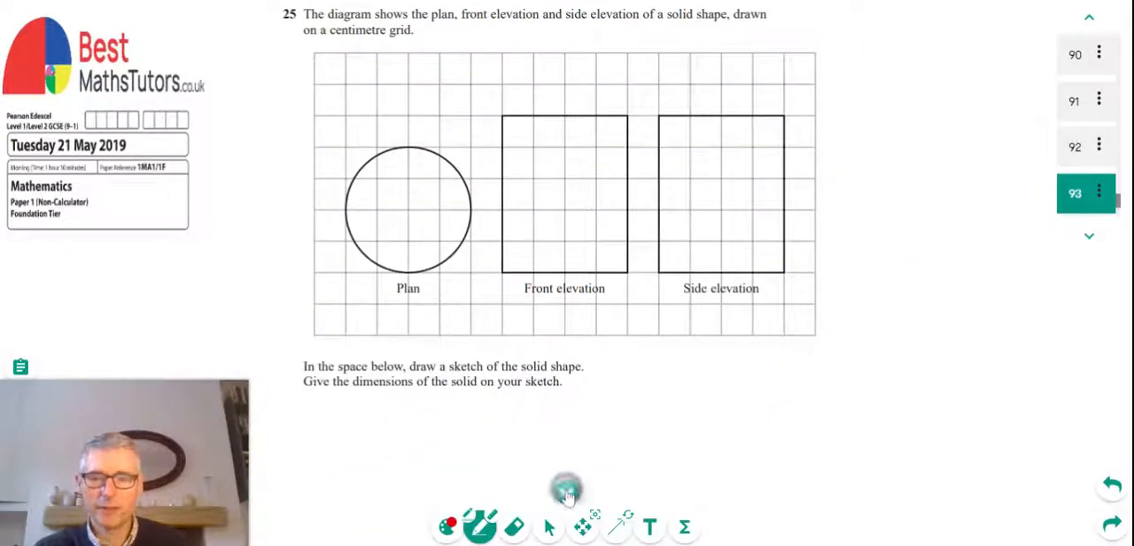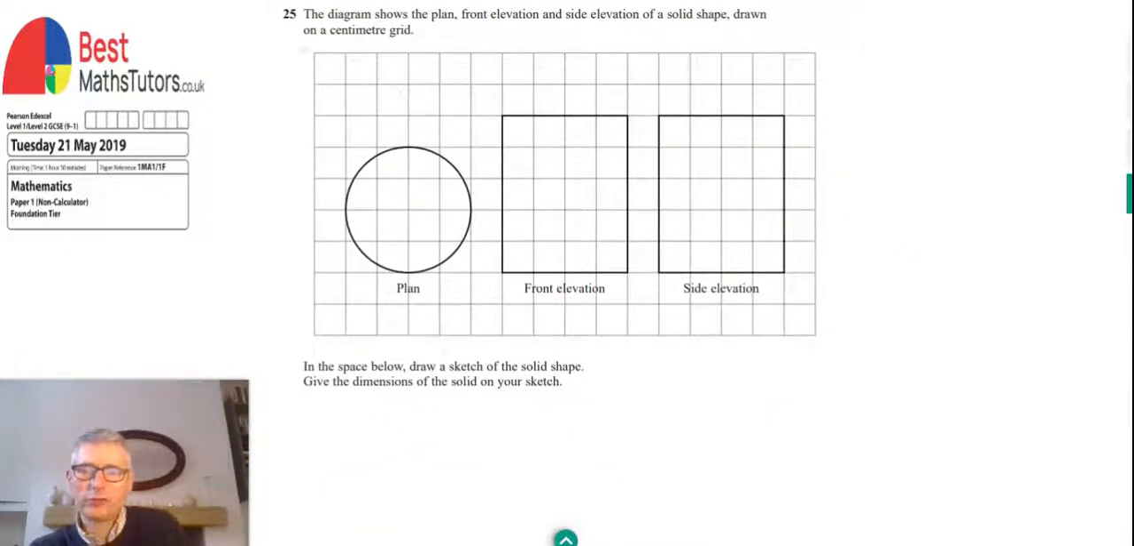If we continue with the paper now, question 25 is a question about doing a 3D sketch of this shape, which has been drawn in plan, front elevation and side elevation. So I'm just going to explain what that means: plan, front elevation, and side elevation.